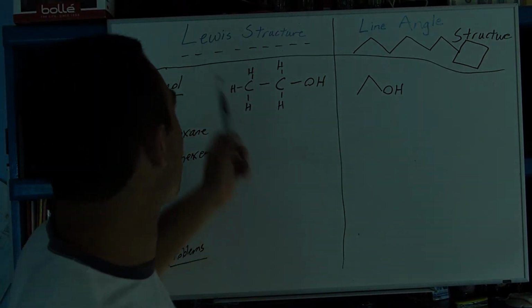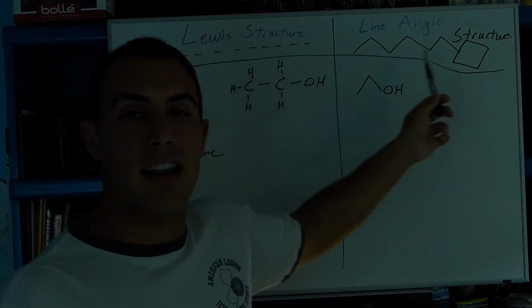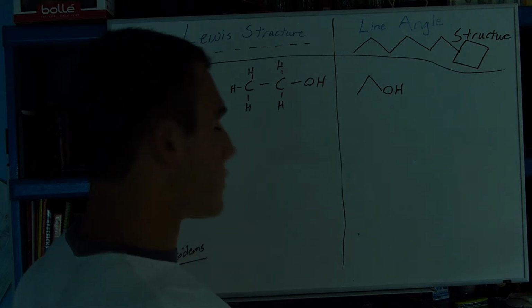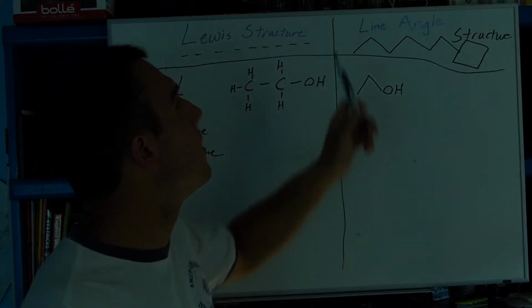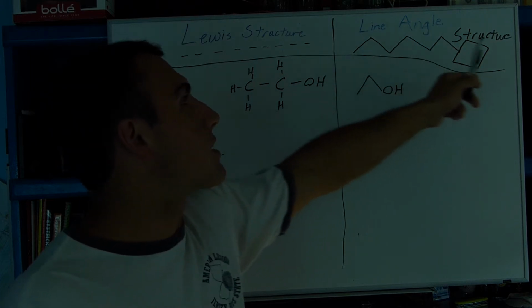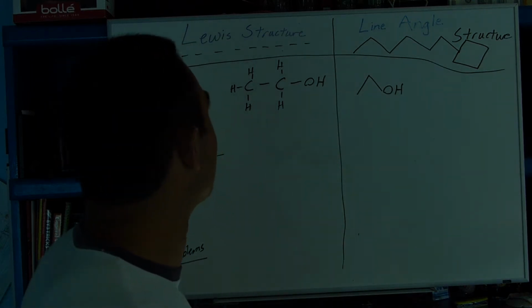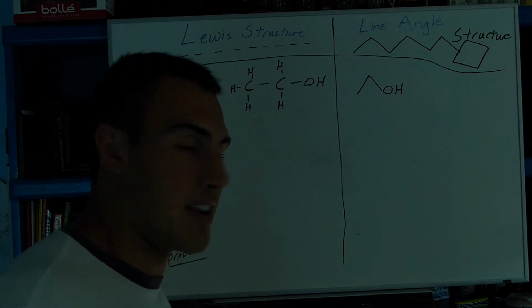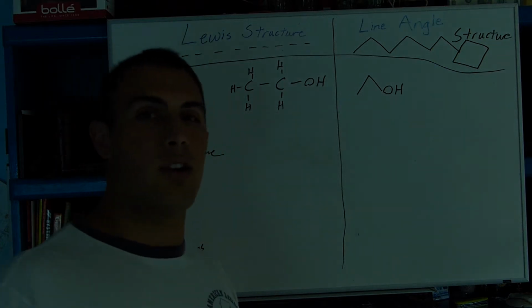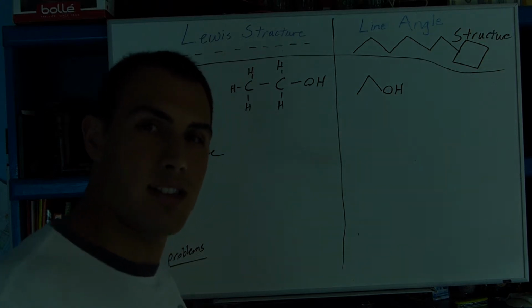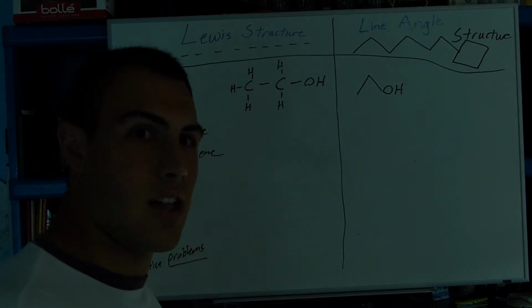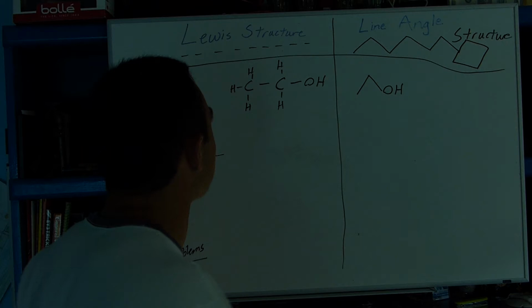Today, we're talking about Lewis structure and line angle structure. Both of these are used widely in organic chemistry. However, line angle structure is used a lot more since Lewis structure can get out of hand. So I want to start off with some relatively simple stuff, and then I'll ask you a couple questions, and then I'll explain those questions.